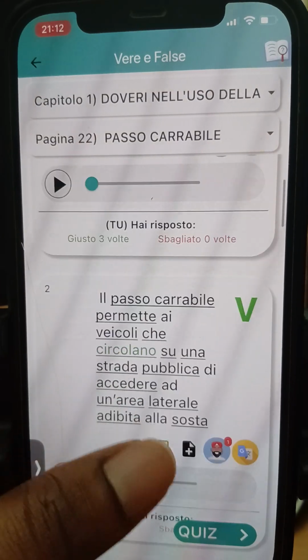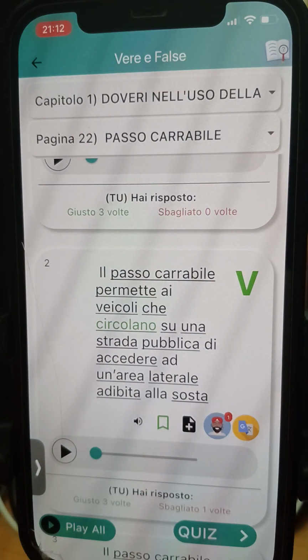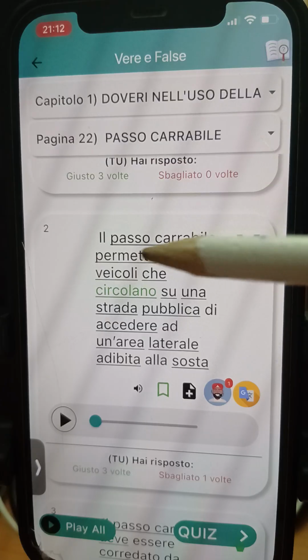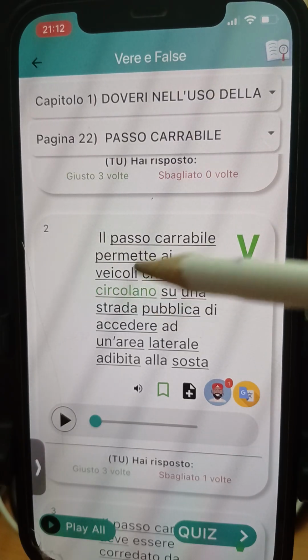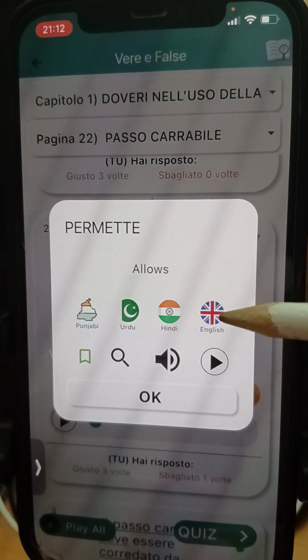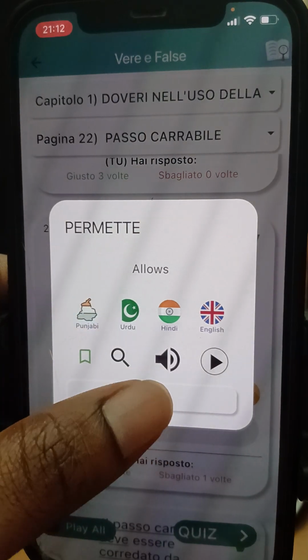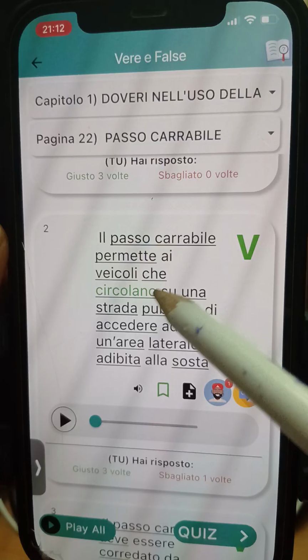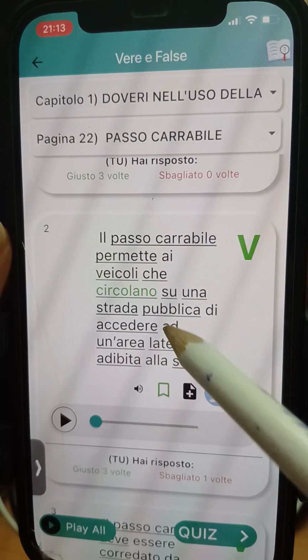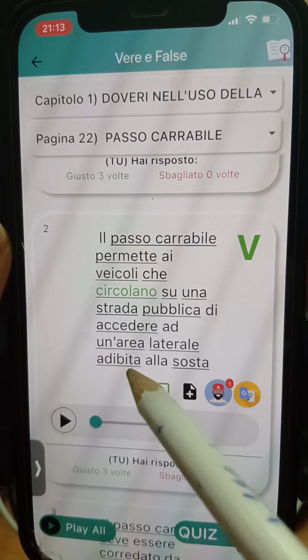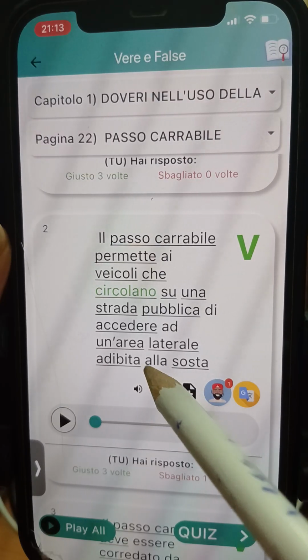Okay, so let's go to number two. Passo carabile permette ai veicoli che circolano su una strada pubblica di accedere ad un'area laterale adibita alla sosta. Ok, il passo carabile permette ai veicoli, permette na permit or allows. Consentono, consente, allows, permette, permit or allows, they are both saying the same thing. You give am go ahead, e green for am. E allows vehicles that is circulating on a public road to access the side area used for parking.